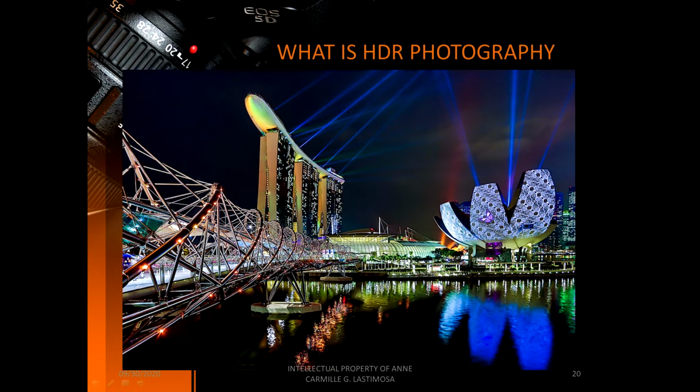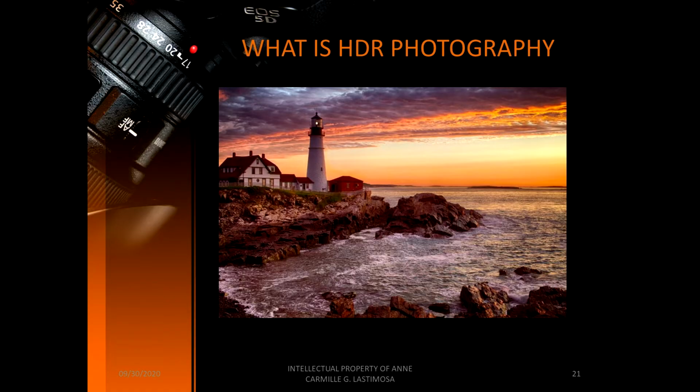So what you do is you blend those 3 images of the same scene and combine them in HDR software. In my case, I use Photomatix software. So you blend those images, and then you make further adjustments to the image depending on the kind of look that you want to achieve. Here are other examples, by the way.